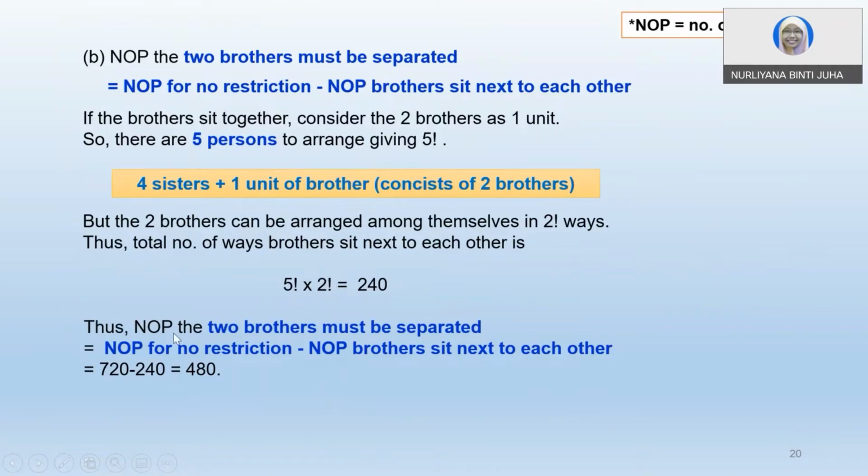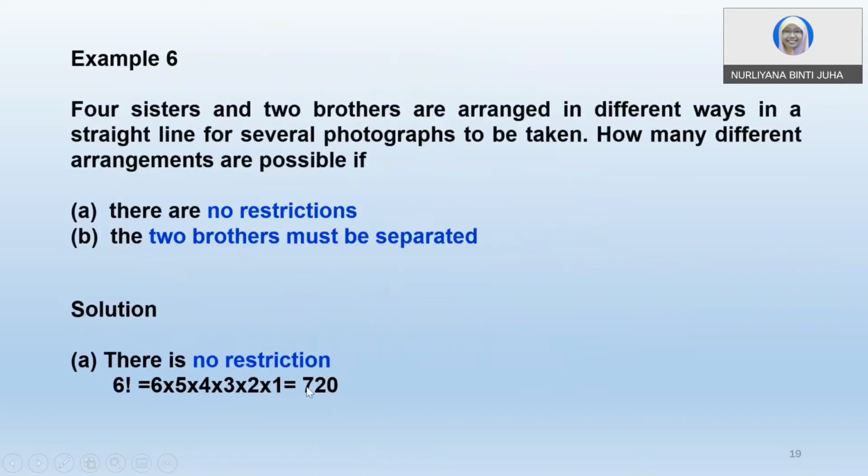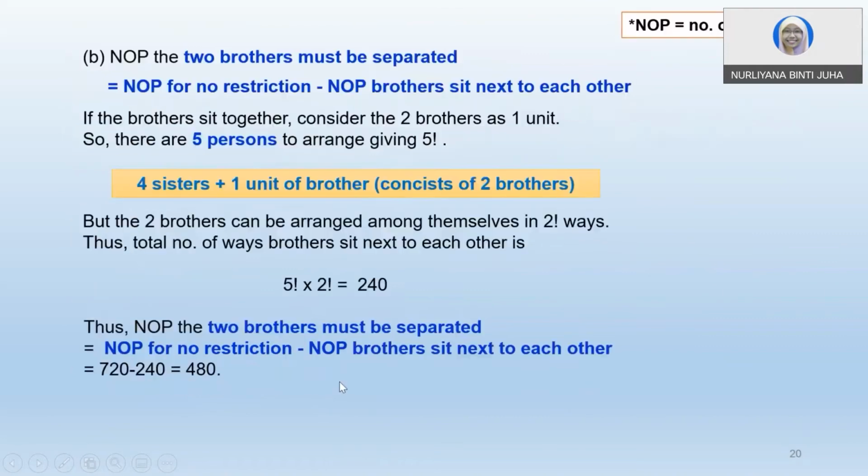Okay, therefore, number of permutations where the two brothers must be separated. Since we already have just now yang no restriction is 720, and we get the one yang ini next to each other. This one is next to each other. So you just minus. Okay, number of permutations for no restriction, minus brothers sit next to each other. So you get 720 minus 240, you get 480. Okay.